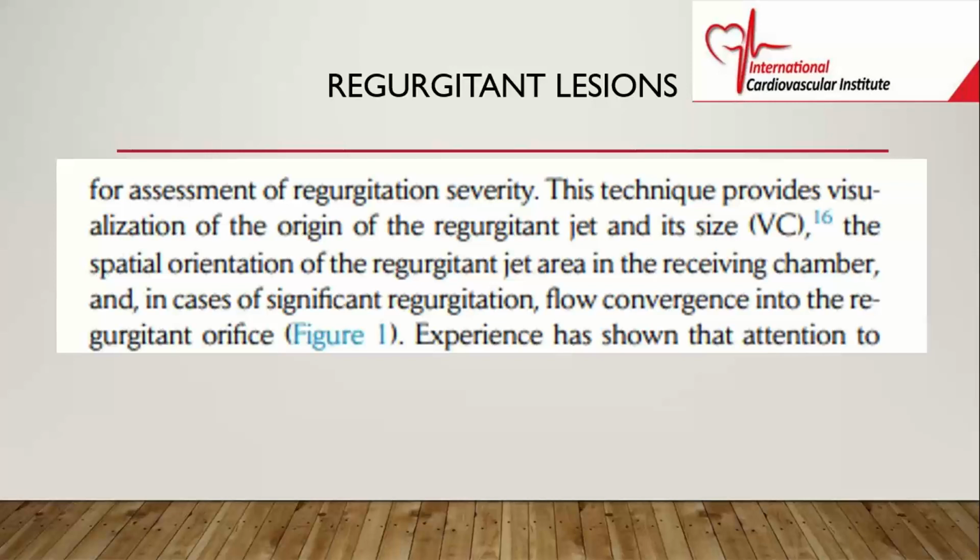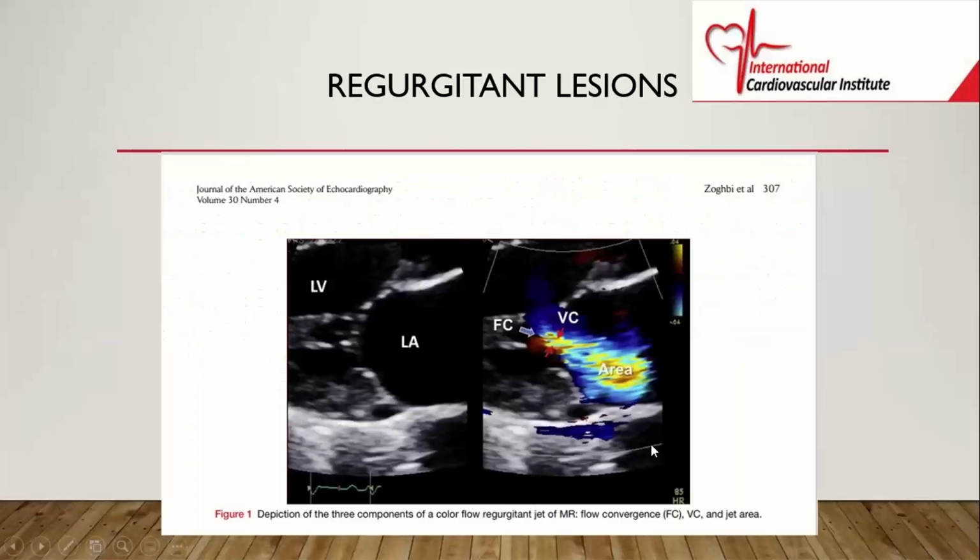We also look at the regurgitant jet area. When the blood regurgitates, it occupies a certain volume in the receiving chamber. So that's the regurgitant jet area then. And then we look at the flow convergence. The flow convergence is going to be right at where you have the regurgitant orifice. The flow convergence is going to be there.